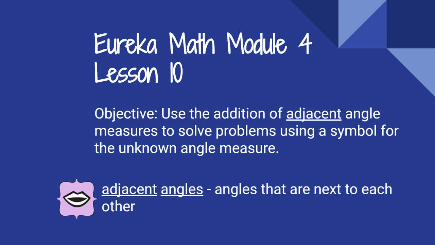Today our objective will be to use the addition of adjacent angle measures to solve problems using a symbol for the unknown angle measure. So just as a quick vocabulary check, adjacent angles are angles that are next to each other. So adjacent just means anything that is next to something else.